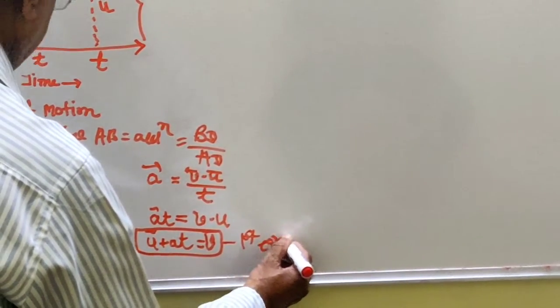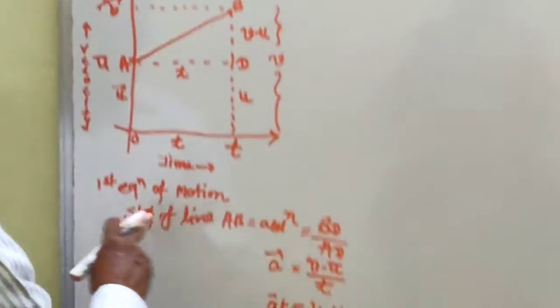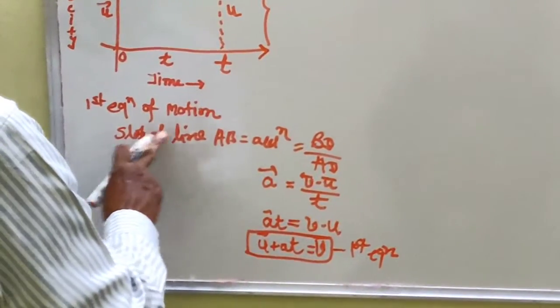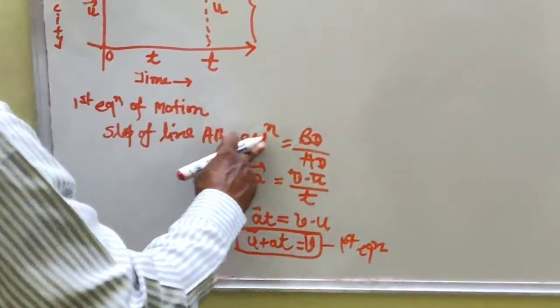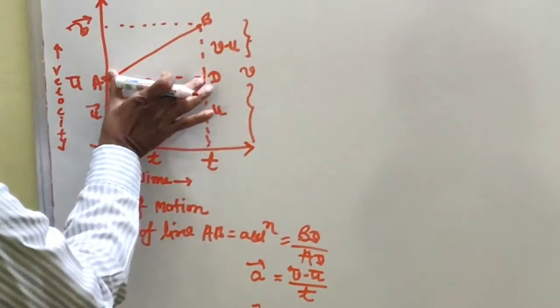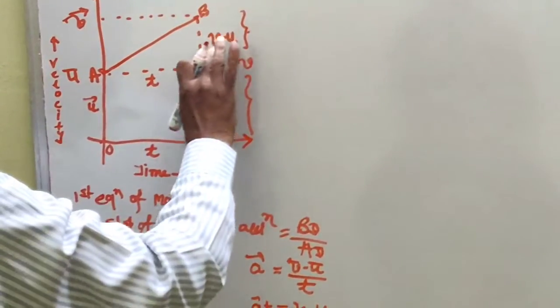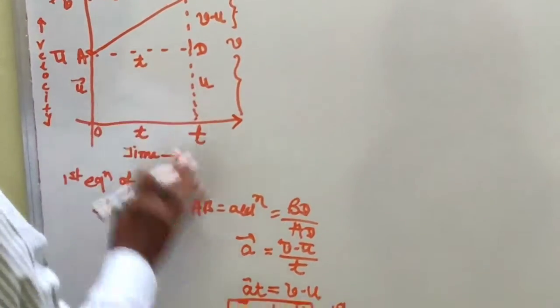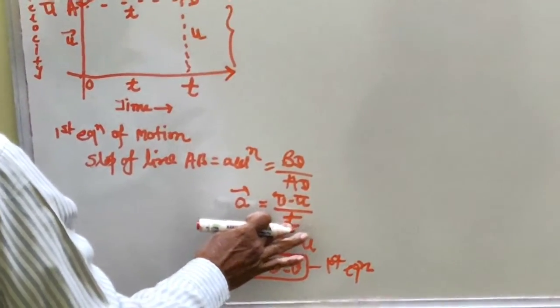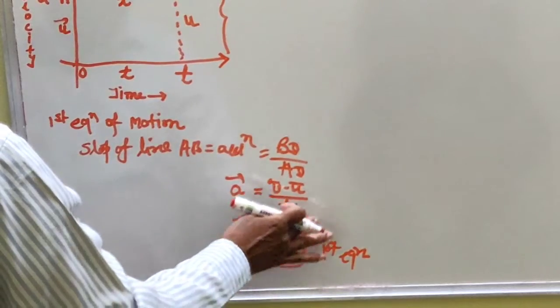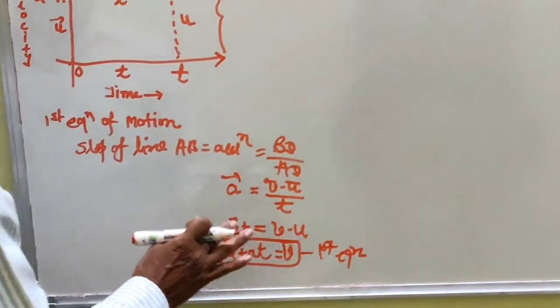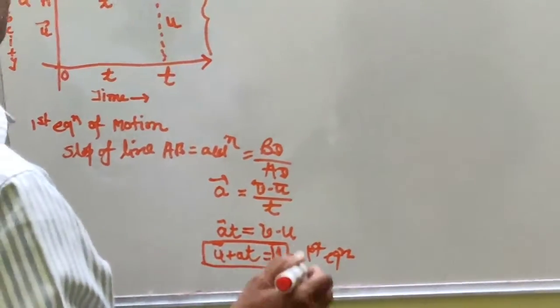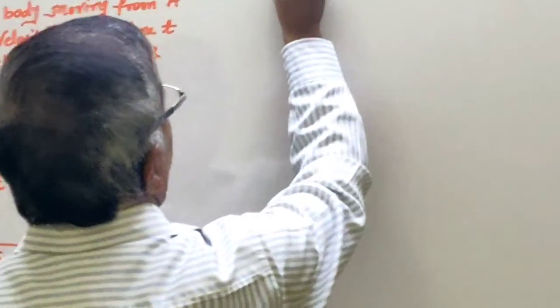Do you understand this one? First equation of motion, I am repeating again. The slope of the line AB is equal to acceleration, that is equal to BD upon AD. The value of BD is v minus u, and the value of AD is t. Now I will substitute the values, multiply, and transfer u. You will get the first equation. Now we will go on to solve the second equation of motion.